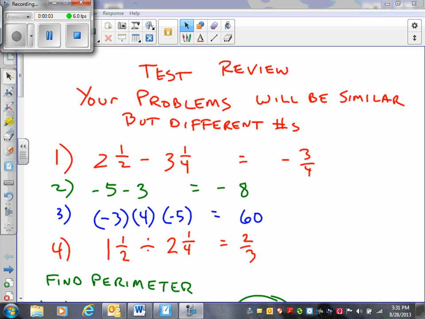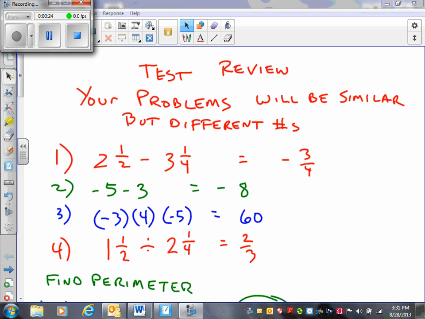Mr. Hannah, with your test review, there will be 20 problems. I worked 20 problems just exactly like the problems that will be on your test, but I changed the numbers. The first problem, you'll have a pair of mixed numbers and you have to subtract them. I hope you know how to use your calculator.